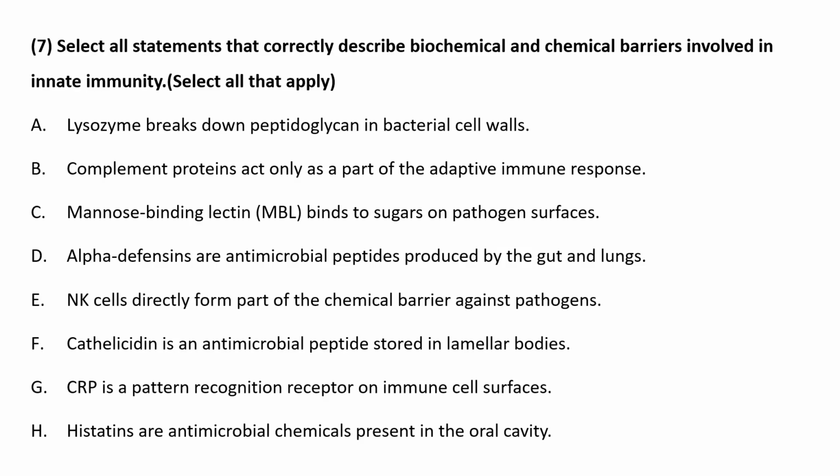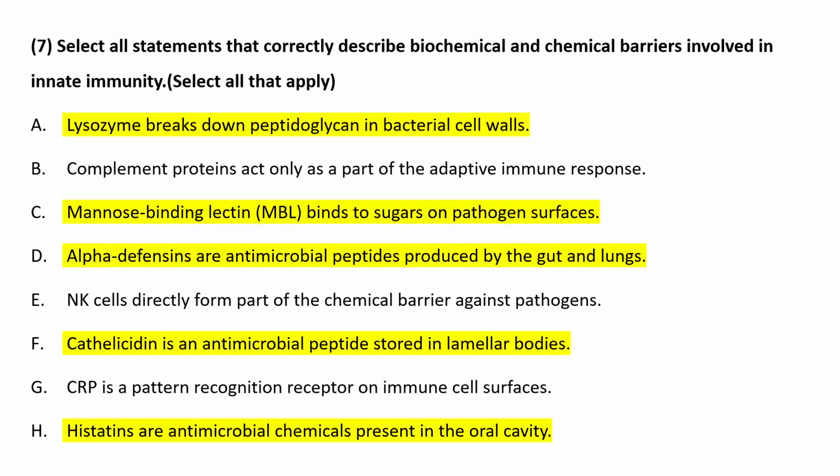So the next question is: select all statements that correctly describe biochemical and chemical barriers involved in innate immunity. Again, it is about innate immunity. That's why we have discussed so many slides about innate immunity today, because there were so many questions related to this. The first one is lysozyme breaks down peptidoglycan in bacterial cell wall, because we have seen that lysozyme is an antimicrobial enzyme found in tears, saliva, and mucus. So this will break down the peptidoglycan layer in the bacterial cell wall.